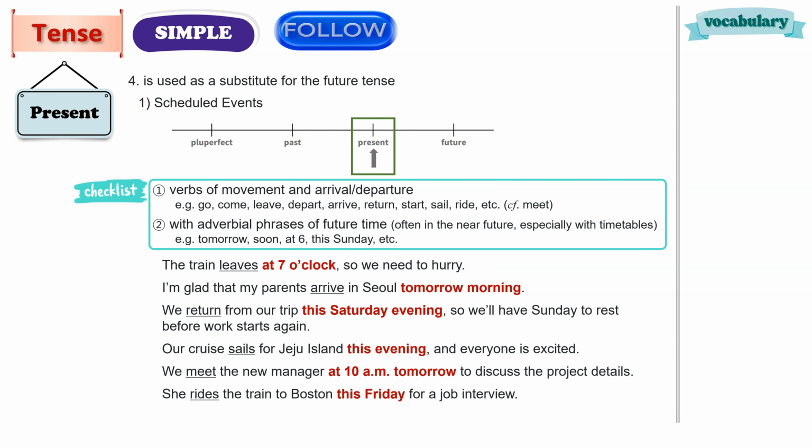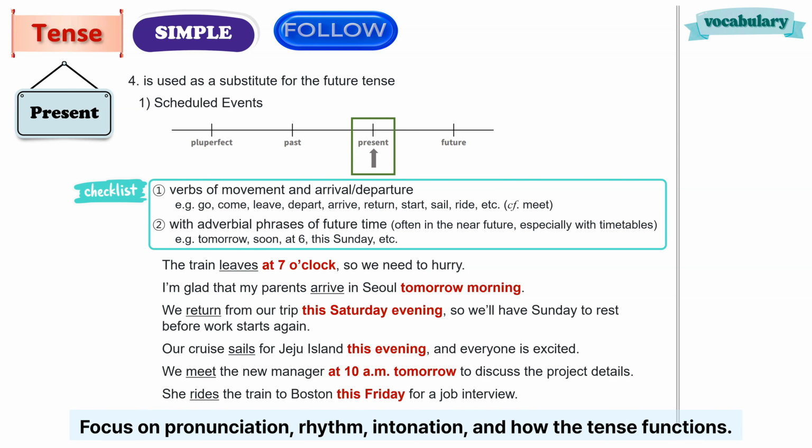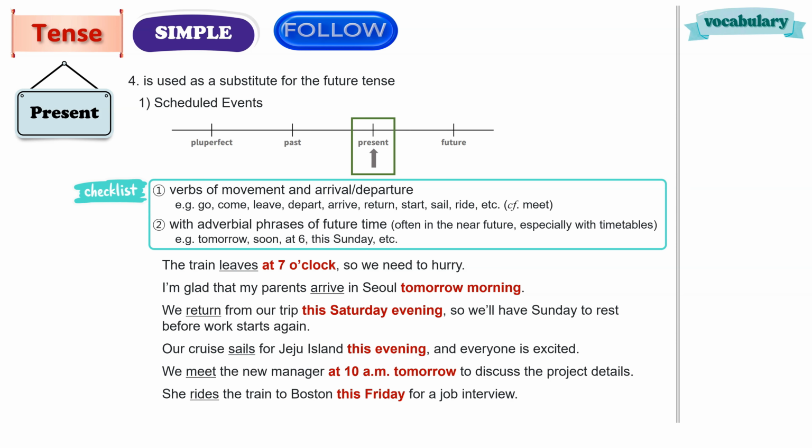Let's listen. Focus on pronunciation, rhythm, intonation, and how the tense functions. The train leaves at 7 o'clock, so we need to hurry. I'm glad that my parents arrive in Seoul tomorrow morning. We return from our trip this Saturday evening, so we'll have Sunday to rest before work starts again. Our cruise sails for Jeju Island this evening, and everyone is excited. We meet the new manager at 10 a.m. tomorrow to discuss the project details. She rides the train to Boston this Friday for a job interview.